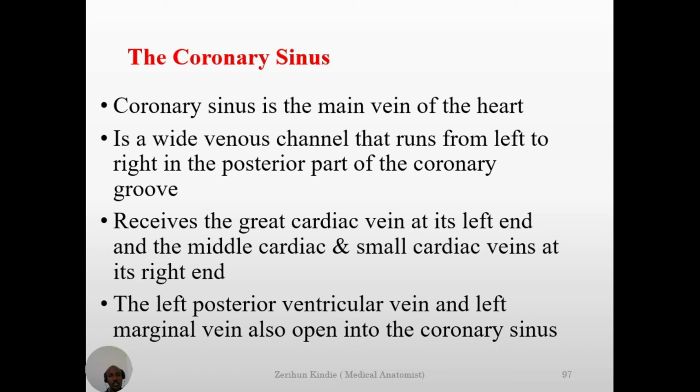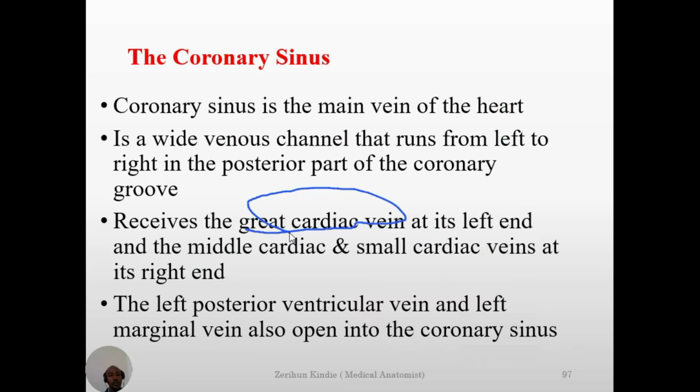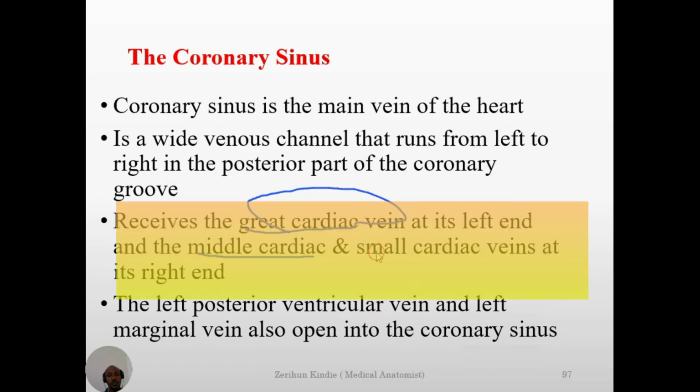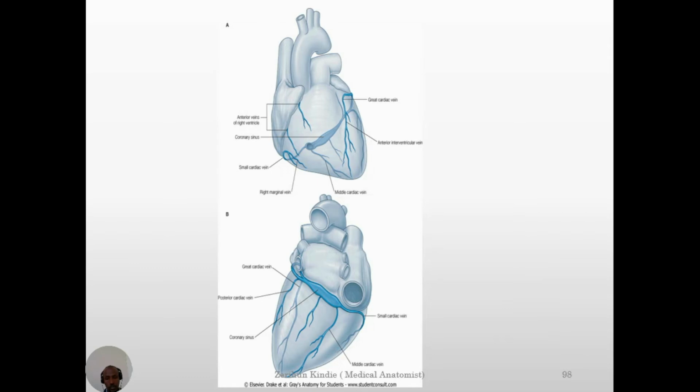So the coronary sinus is the main vein of the heart, which receives blood from different veins, mainly the greater cardiac vein. There is left and right greater cardiac vein, and also the middle cardiac vein and the small cardiac vein. So small cardiac vein, middle cardiac vein, greater cardiac vein, they drain blood to the coronary sinus. Finally, the coronary sinus drains blood towards the right atrium. There is a coronary sinus opening. So look at this picture.